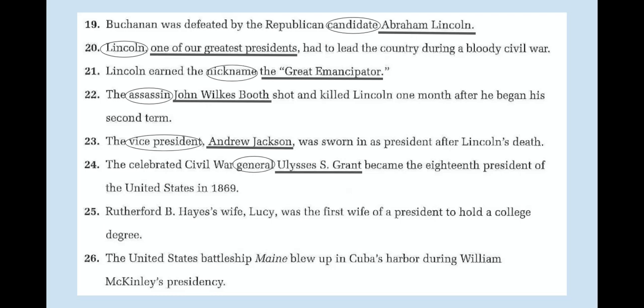Number 25. Rutherford B. Hayes' wife, Lucy, was the first wife of a president to hold a college degree. Lucy is our appositive phrase, and we're adding more information to wife. And number 26. The United States battleship Maine blew up in Cuba's harbor during William McKinley's presidency. Our appositive here is Maine, and it is identifying battleship. So make sure you have all the correct answers, and that is it for our homework.